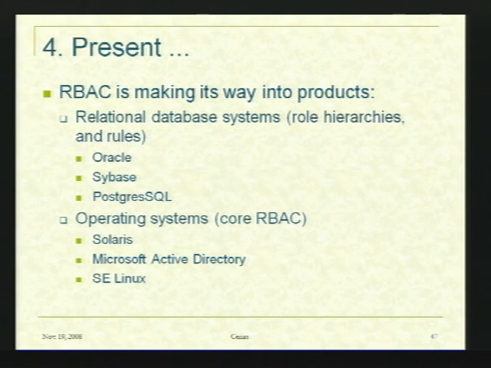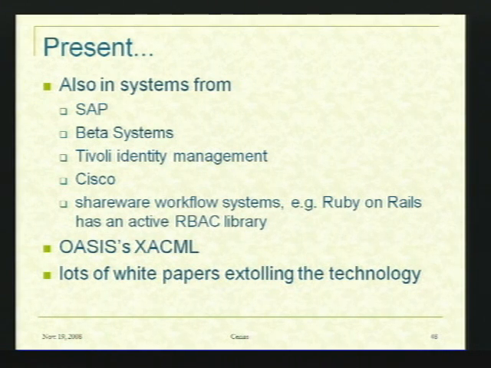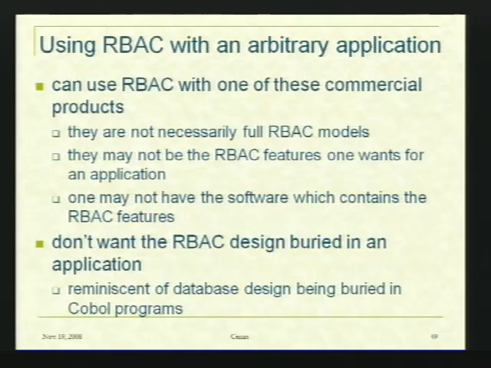So what's happening in the present? RBAC is in a lot of products in some version or another. It's in a lot of these big things that manage a lot of applications together, like Tivoli, and I found something on a web page last week where there's something from Cisco that has roles. Ruby on Rails has roles. Roles are everywhere. How useful is it?